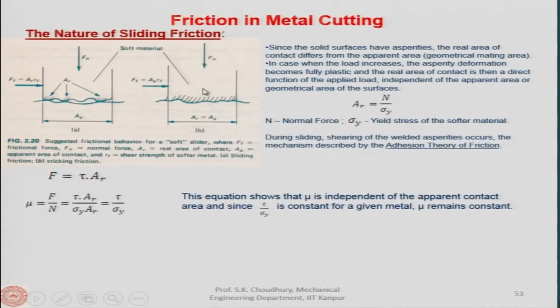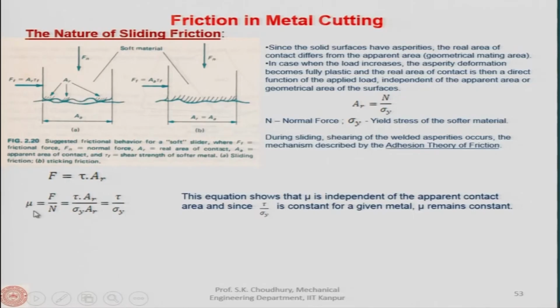Now, when they are sliding with respect to each other, shearing of the welded asperities occurs. Since the force is becoming more, these asperities are welded and will be sheared, which is the mechanism described by the adhesion theory of friction. The adhesion theory of friction says that F, the friction force, is equal to tau into AR.